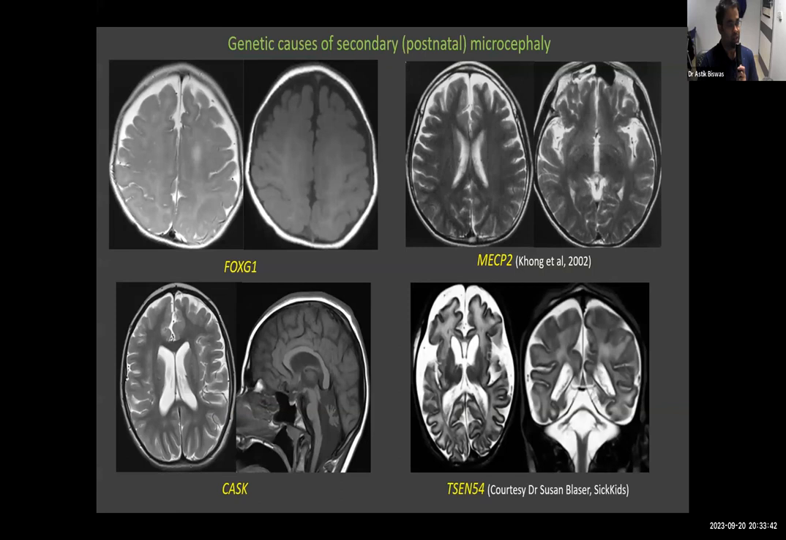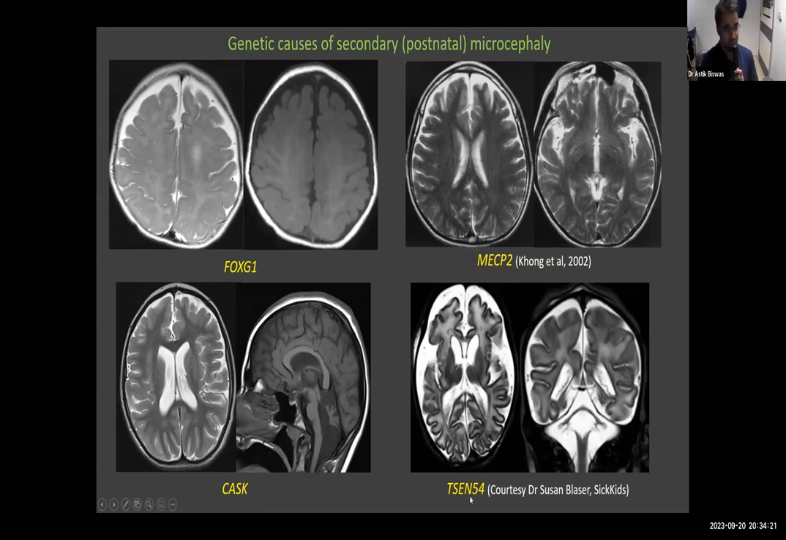So these are some of the important genetic causes of secondary, that is postnatal microcephaly, where initially the brain size may be normal or near normal, and then there is degeneration over time. So FOXG1 and MECP2 are both related to Rett syndrome. CASK is a serine kinase, and this is also involved in the formation of the midbrain-hindbrain structure. So you can see here a pontocerebellar hypoplasia phenotype along with microcephaly and simplified gyral pattern.